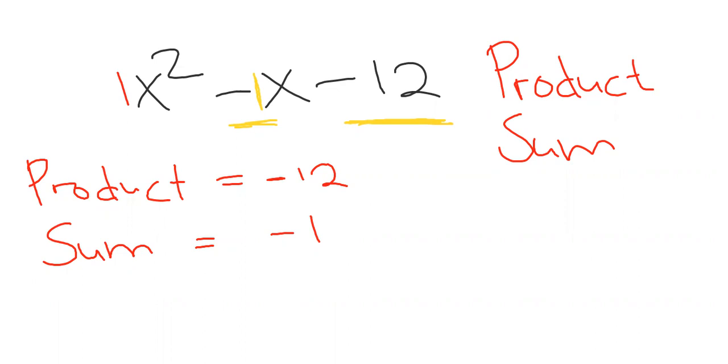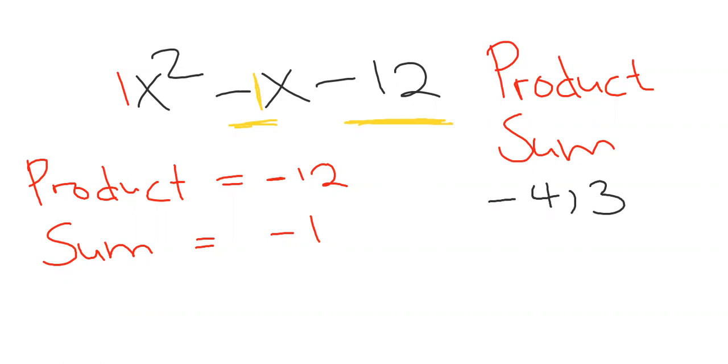So those numbers are -4 and 3. So if we take -4 and 3, you multiply them, you're going to get -12. If you take -4 and add it to the 3, you're going to get your -1. So it means those are your two numbers that obey that rule.